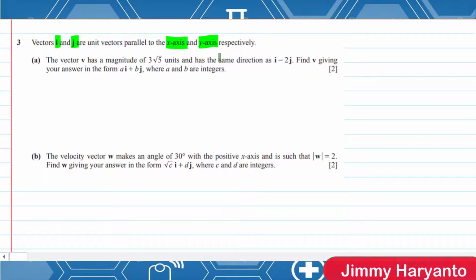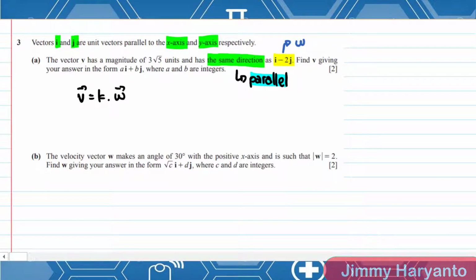Okay, so the same direction has another meaning. It also means parallel. So you can use the formula of parallel in this question. So I have v and another vector, let's say this vector is w. Okay, so v and w are parallel. So I can say that vector v equals k times vector w.